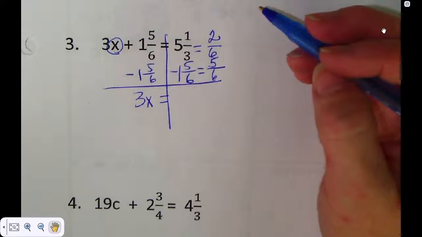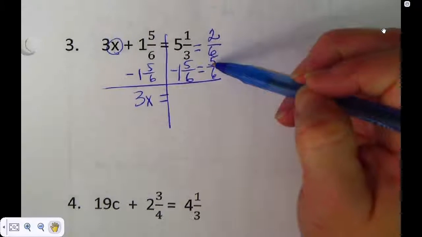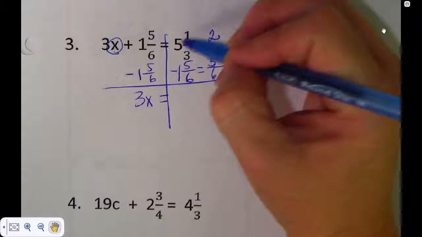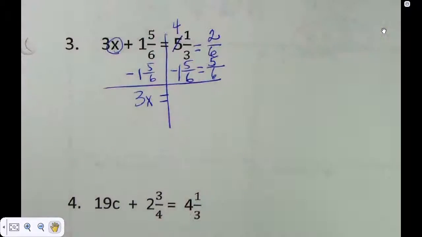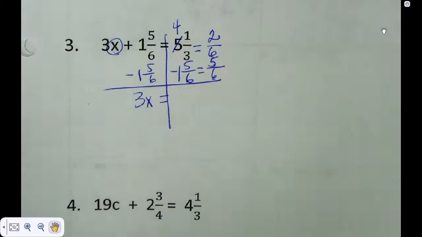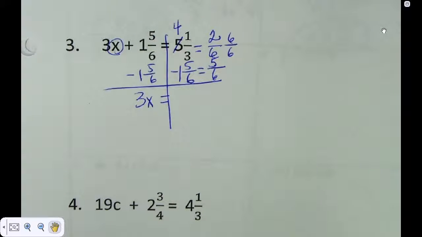Now I'm ready to subtract. Uh-oh. I've only got 2 sixths and I have to give you 5 sixths. So I'm going to come over here to this 5, take 1 away. That makes it 4. I'm taking 1 away.